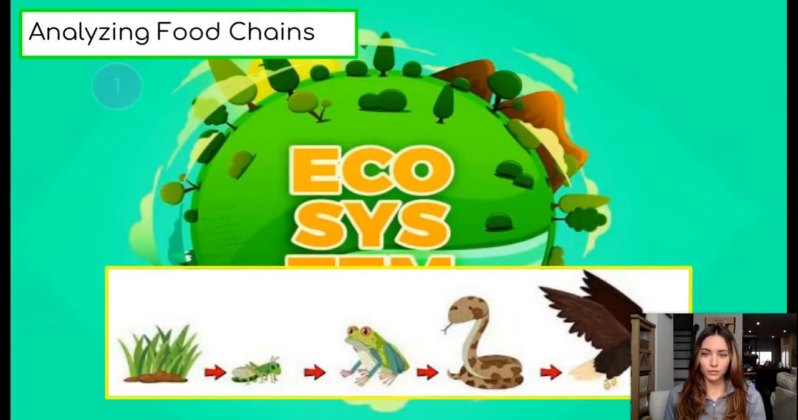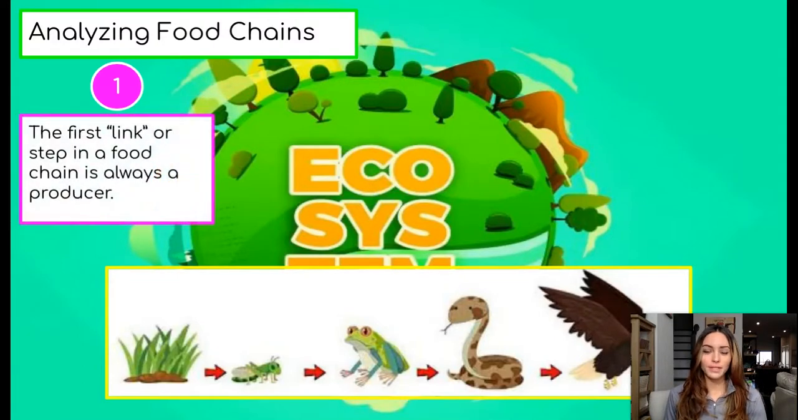When we look at a food chain, we always want to start at that first rung or that first link, which will always be a producer. So we always start at the very bottom of our food chain with a producer. Remember, the producers are those organisms which take the energy from the sun and use it to create food. For that reason, they must be at the base of any food chain. In this case, we see that grass is our producer.